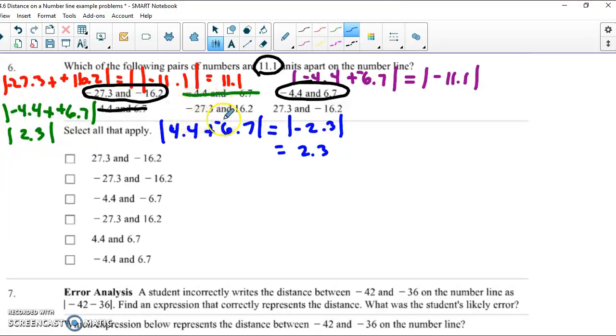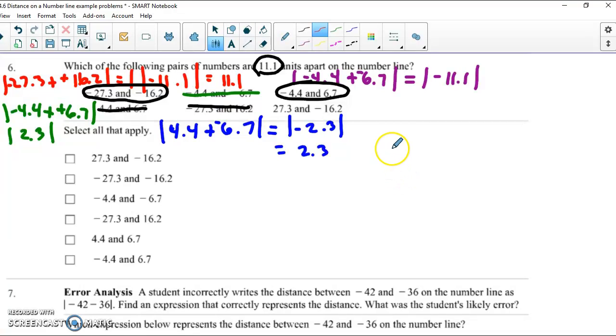Let's look at -27 3/10 and 16 2/10. And right off the bat, I'm thinking, okay, -27.3, this is 27.3 units from 0, and 16.2 is another 16.2 units from 0, so this is going to have a much greater distance than 11.1. But if we want to prove it, I can take those two numbers and find the difference between them.